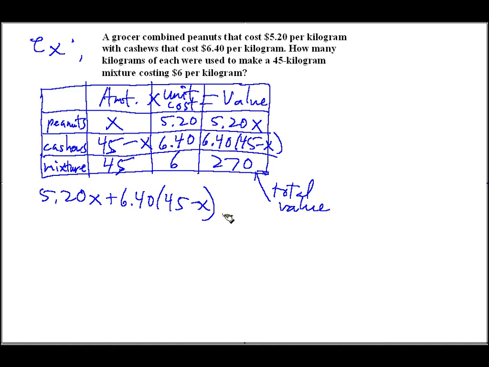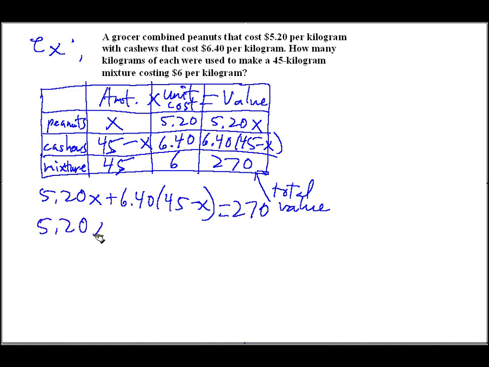Sorry for the ice cream truck going by outside, so bear with me on that. So 6.40 times 45 minus x, and that's the value of the what? Of the cashews. The 5.2x is the value of the what? The peanuts here. And that's equal to total value, which is what? 270. All right? So let's go and solve this equation.